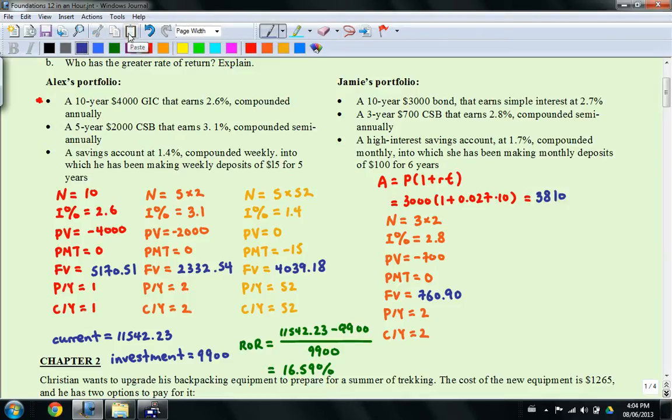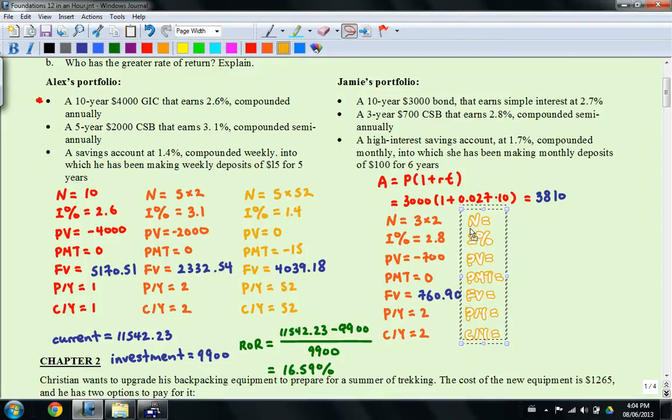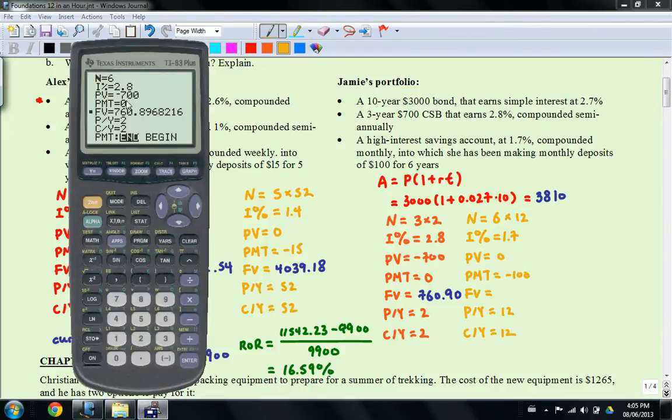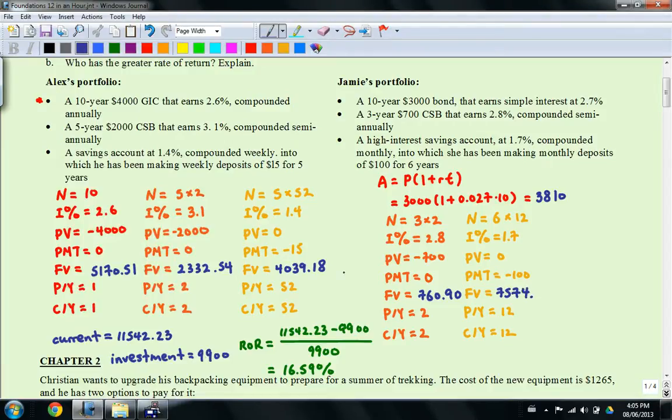And finally, the last part is another weekly payment kind of investment. This time around, it's 1.7% compounded monthly. So this will be 12, and monthly deposits, so 12 here as well. This will be 6 years of 12 months. Payments are $100 each, so present value is 0. Then we go back to the TVM solver again. 6 times 12, then 1.7, then 0, negative 100, and then some 12s here. Then let's look at the future value. That's going to be 7574.37. It's a lot of 7s.